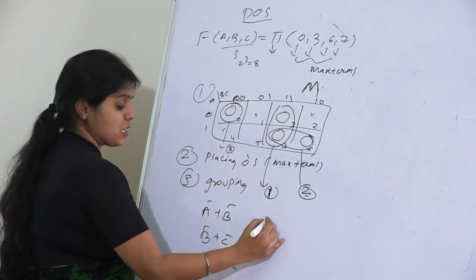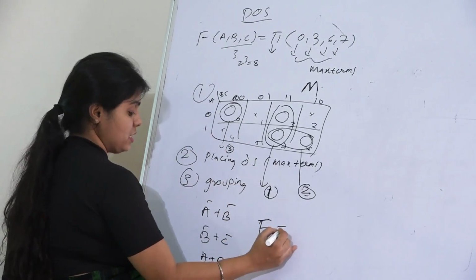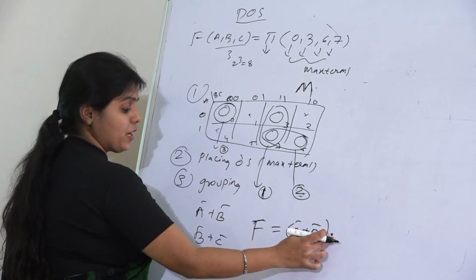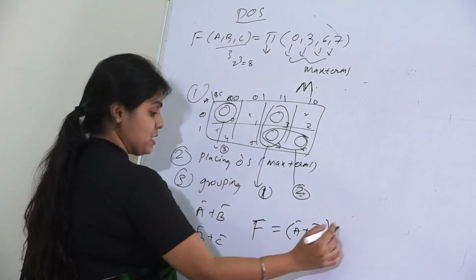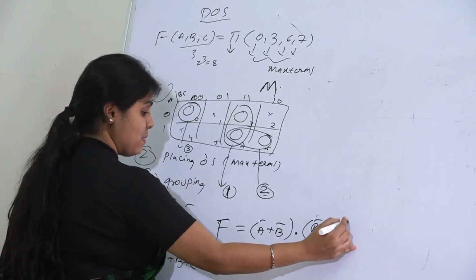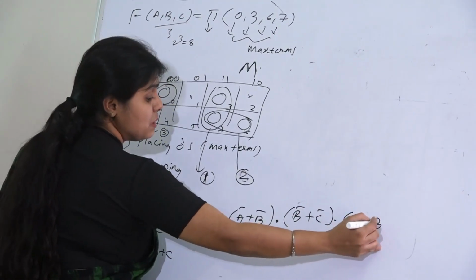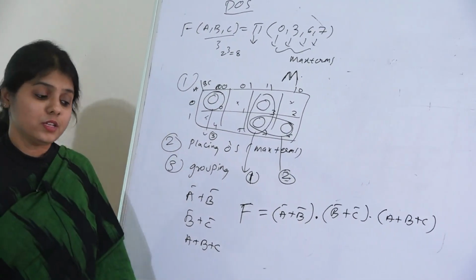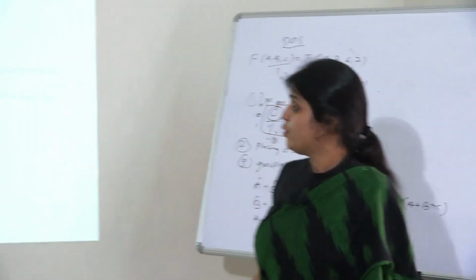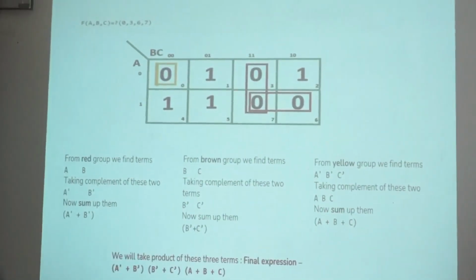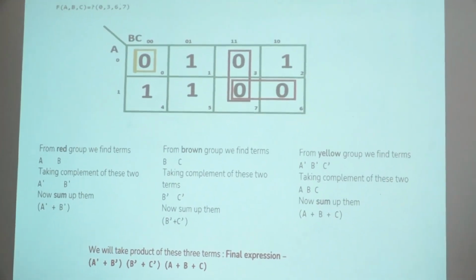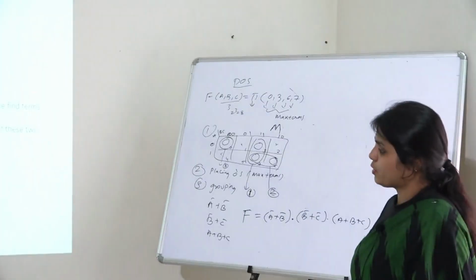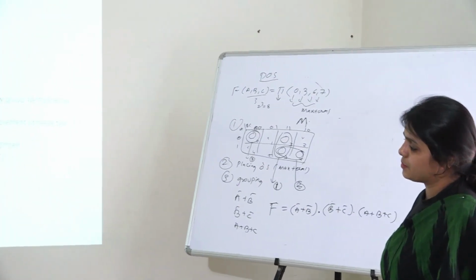Okay. So the reduced expression here, F is equal to A bar plus B bar into product of sums, right? A bar plus B bar into B bar plus C bar into A plus B plus C. That is what is written here. Okay. So that is all about reducing Boolean expression in POS. Okay. We will take the product of these 3 terms and the final expression would be A bar plus B bar into product of sums, 3 literal sums.